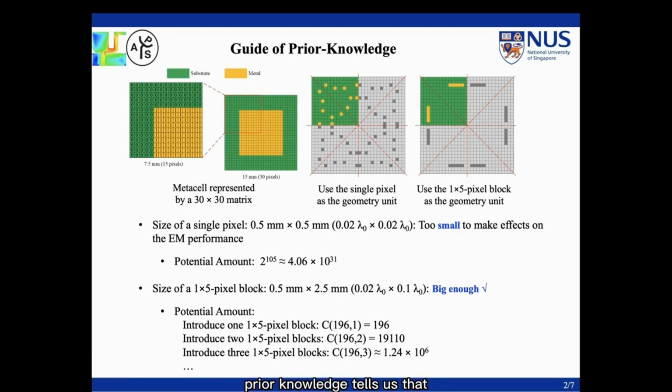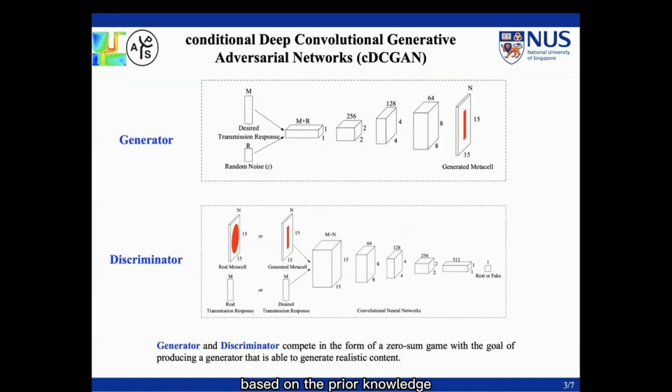Prior knowledge tells us that we do not need to introduce pixels in that manner. The size of a single pixel is only 0.02 lambda. It is too small to make effects on the EM performance. In this work, we use a 1 times 5 pixel block as the geometry unit. The size of the block is 0.1 lambda. It is big enough to make effects on the EM performance. Using this method, the potential amount of data can be reduced to the level of 10 to the power of 6.